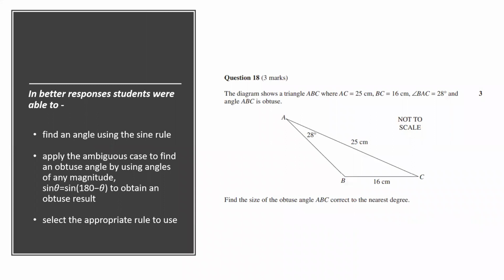In the better responses, students went through this beautifully. They found an angle using the sine rule. Then they were able to apply the ambiguous case to find an obtuse angle by using their angles of any magnitude, which was sine theta equals sine 180 degrees minus theta. The better students used the sine rule appropriately, and they started with the angle on the top, which was the unknown.